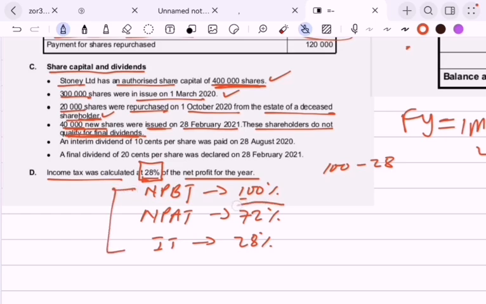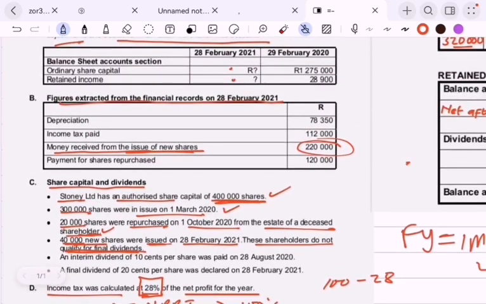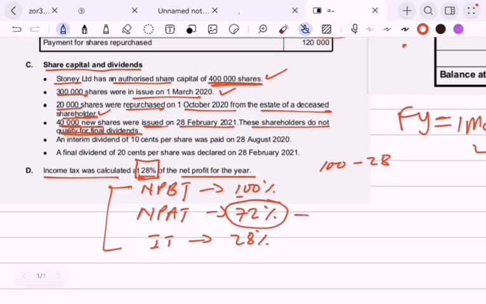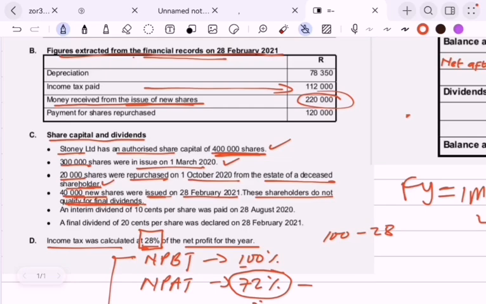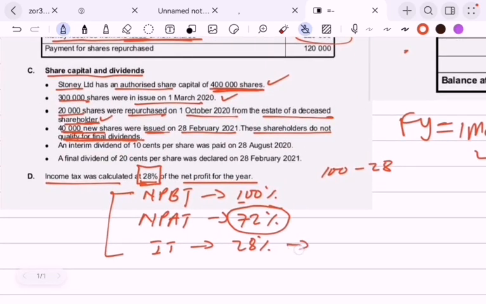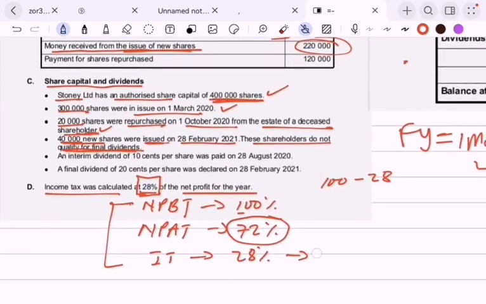We are looking for the net profit after tax. Perfect. But what do we have amongst the three? When you go to your figures extracted from the financial records, you have your income tax paid, which is 112,000. So we do have the income tax. That's the one that we have.